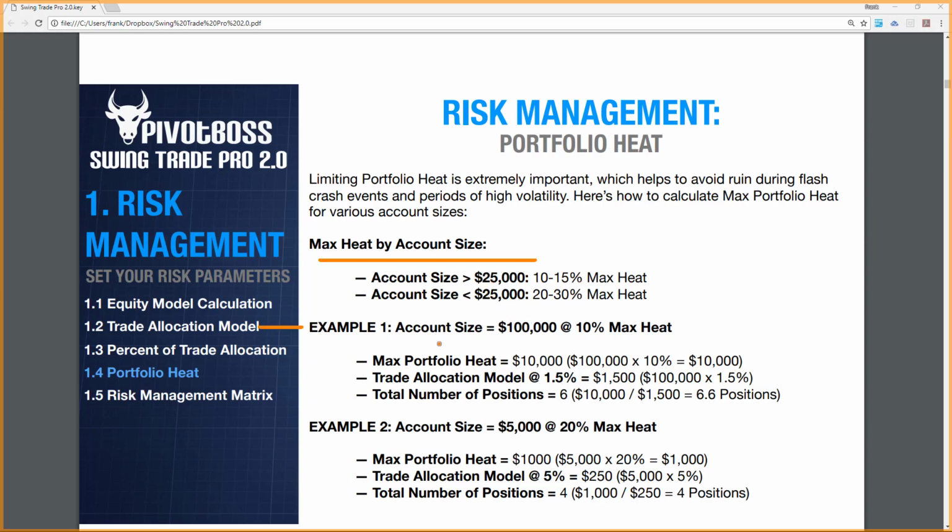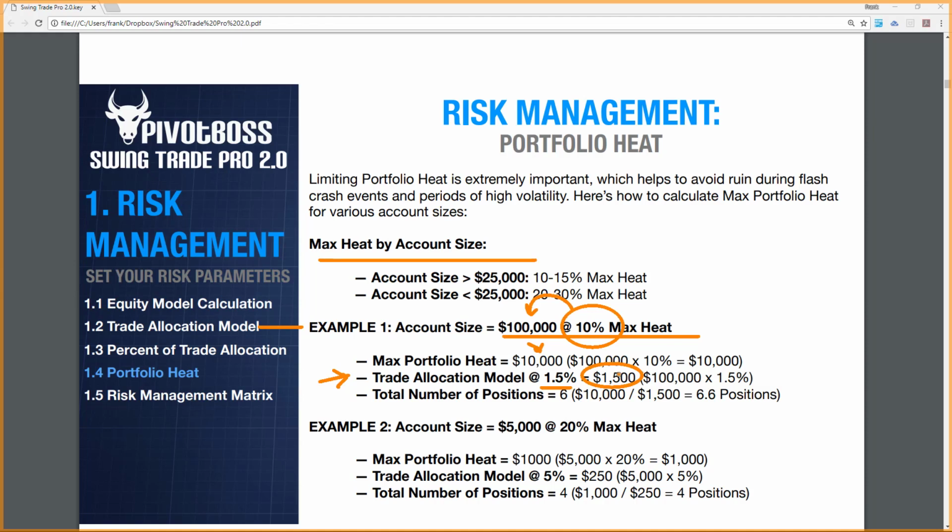So here's an example for something with 100K at 10% max heat. That's going to be $10,000. And now, if you look at that, $10,000 is the max amount of this that you can use. Now, if you're using a 1.5% trade allocation model, that means that you can basically use $1,500 per trade.